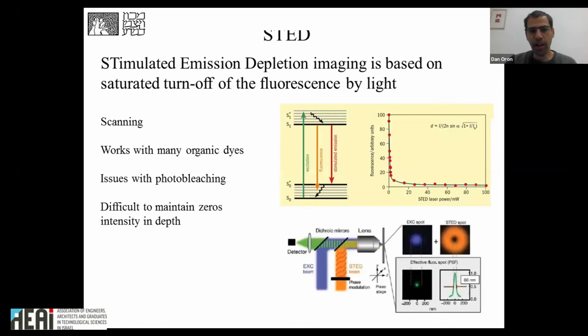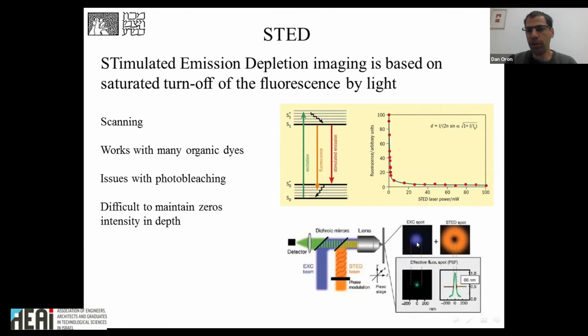So the first method, which earned Stefan Hell the Nobel Prize, is called stimulated emission depletion. It's basically based on the notion that you can use light to quench fluorescence. What does that mean? Suppose I have a beam which is diffraction limited. This is this blue beam, which excites fluorescence in the sample. And now I have a second beam, the orange beam, which is an eraser beam. It erases the fluorescence from the sample.